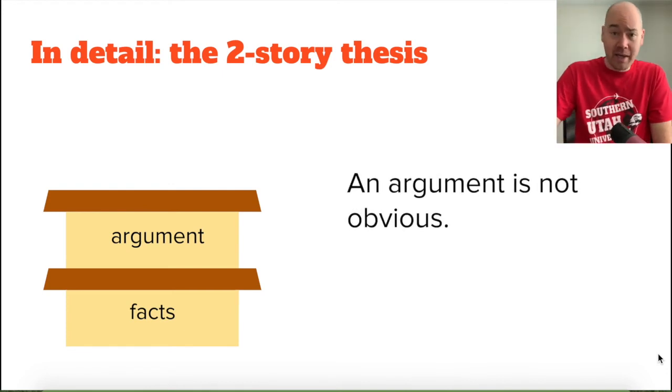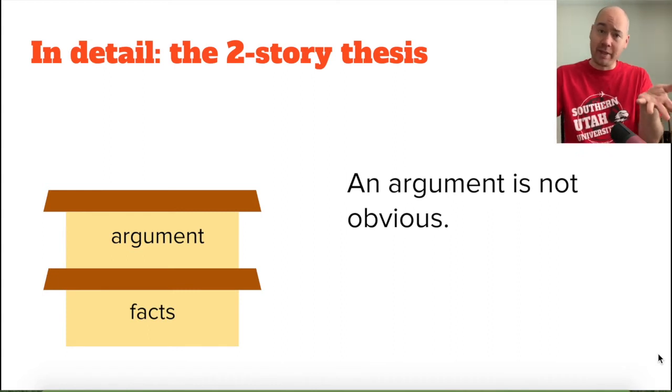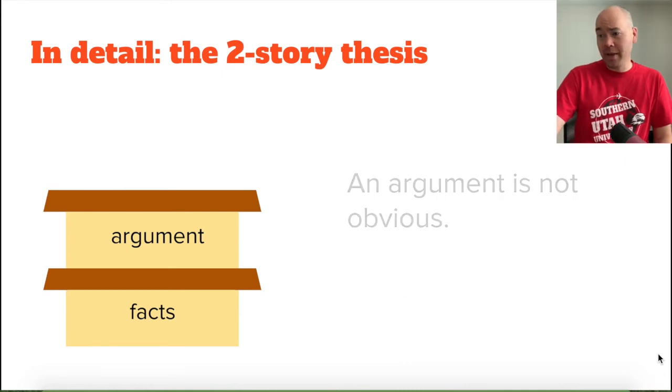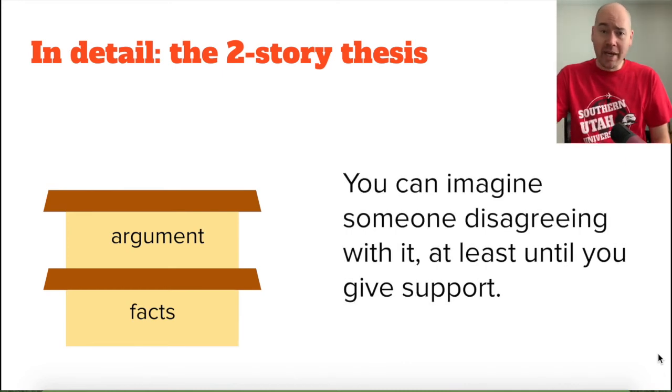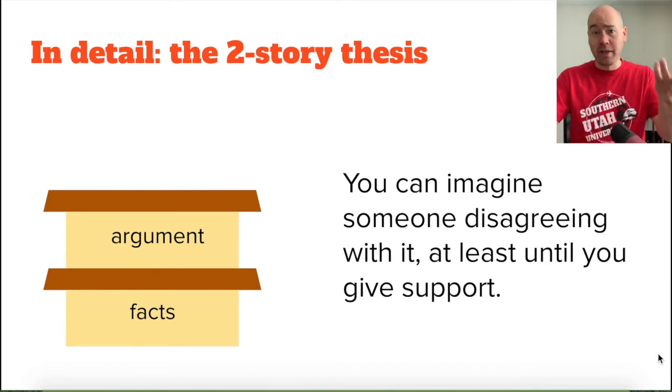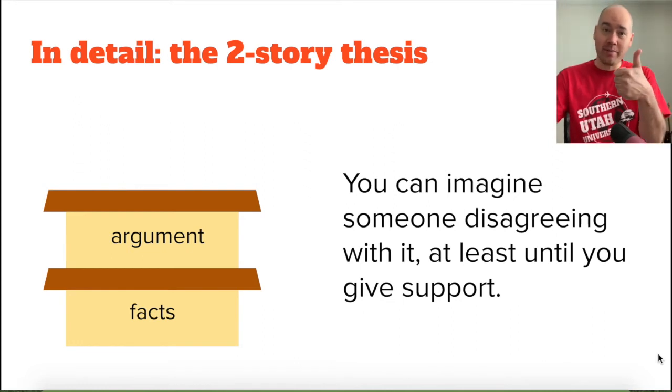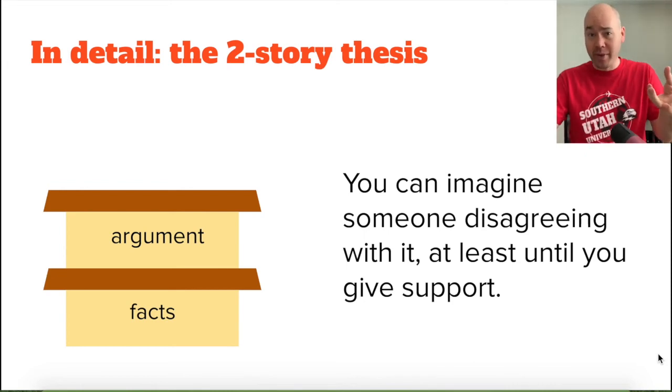An argument should not be obvious. For example, this person stole a car or this person did not steal a car. It's not obvious to anyone watching that that is true or false. You still have to give your reasons for it. And you can imagine someone not accepting that your argument is true until you give your reasons, right? That's what makes an argument an argument. As a rule of thumb, which means a general rule, if you can imagine a reasonable person disagreeing with it, it's probably an argument. If you can't imagine someone disagreeing with it, it's probably a fact.